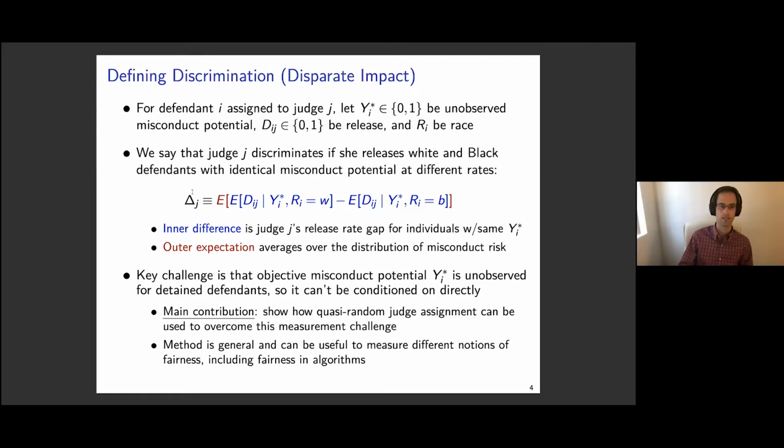And in follow-up work from this, instead of looking at D_j here, which is judge decisions, we've started looking at algorithmic predictions or algorithmic decisions, and all the same steps follow through if you're instead looking at algorithms.